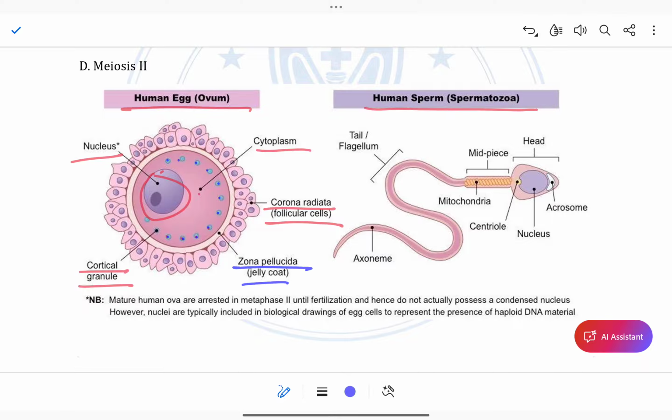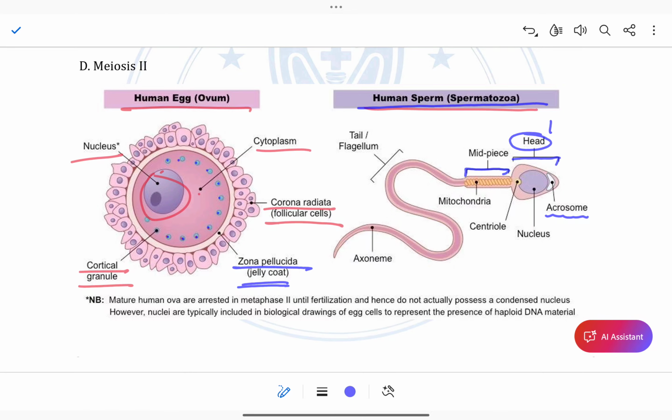Zona pellucida, that is the jelly coat, and this is human sperm, spermatozoa. So first of all, you start from the head. In front, first of all, you can focus on the acrosome. This is the head. This is the middle piece.